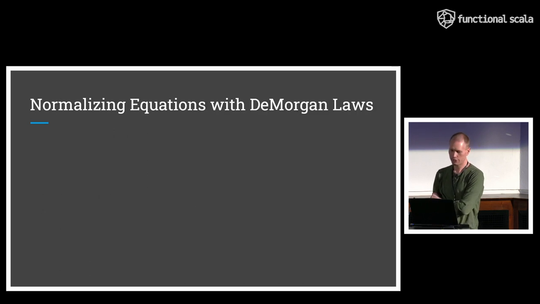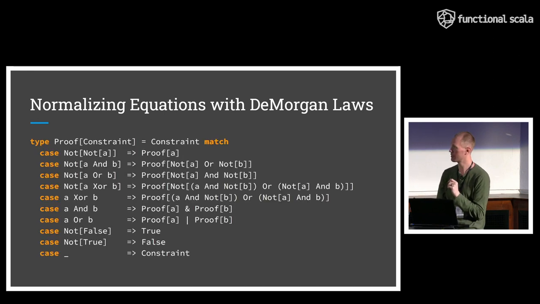And then also what you'd like is for these kinds of equations to denormalize somehow. And we can use De Morgan's laws by having a type of proof. We take some constraint, and we just flatten it out. So, for example, a not A, at compile time, will return the type of proof of A. And you end up with a big, long chain. So you can have these nested constraints that all end up flattening out into a big intersection and union type of just terms.